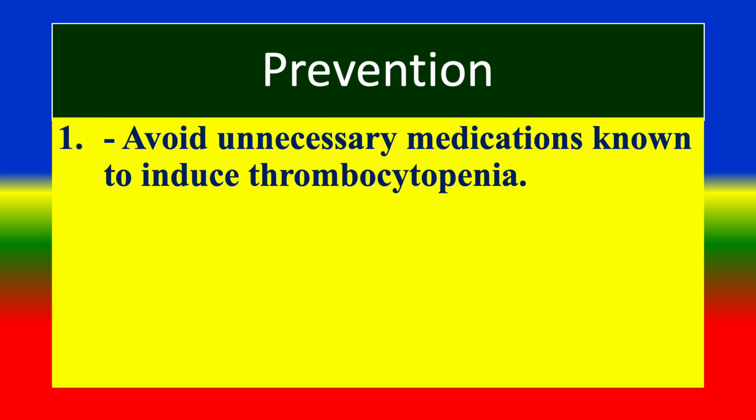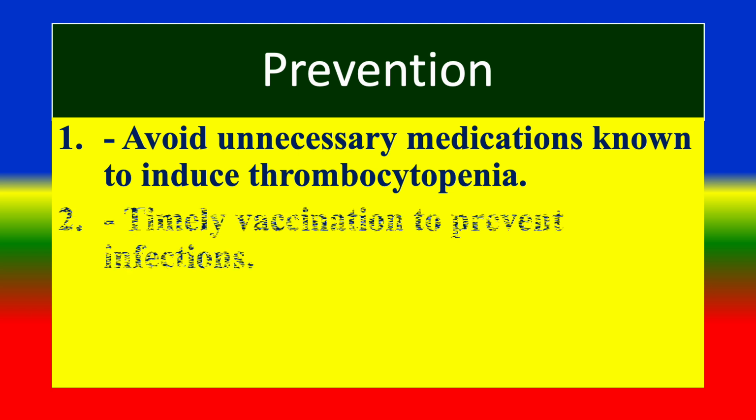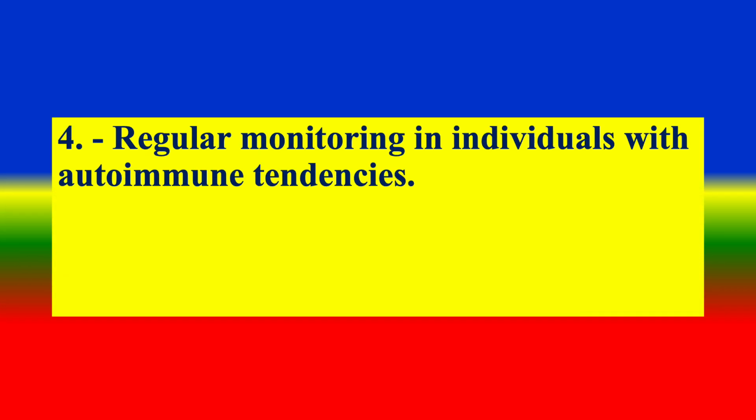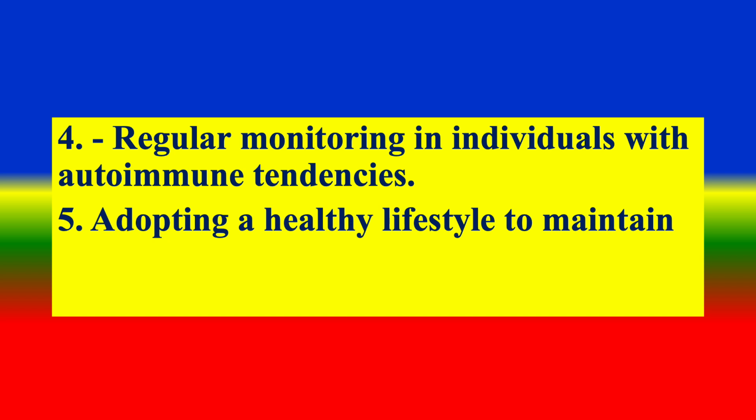Prevention: 1. Avoid unnecessary medications known to induce thrombocytopenia. 2. Timely vaccination to prevent infections. 3. Early treatment of underlying conditions. 4. Regular monitoring in individuals with autoimmune tendencies. 5. Adopting a healthy lifestyle to maintain immune balance.